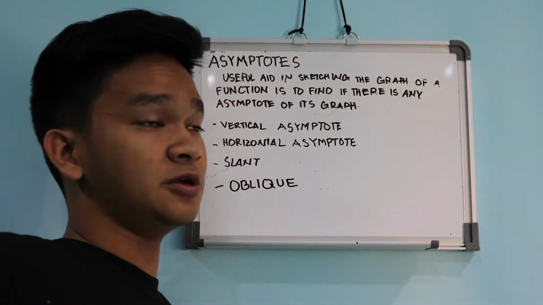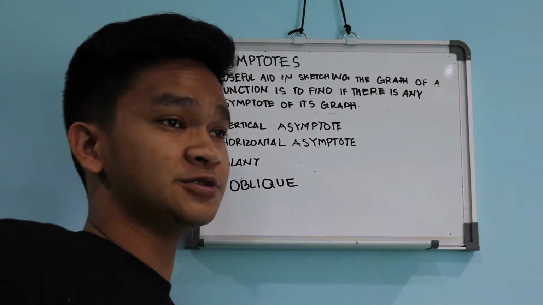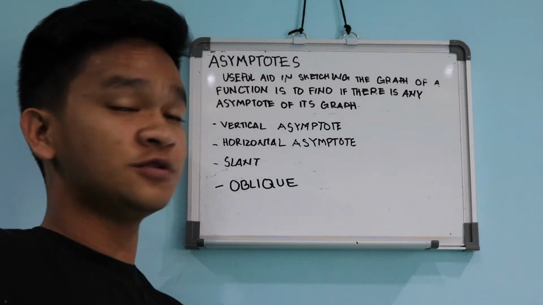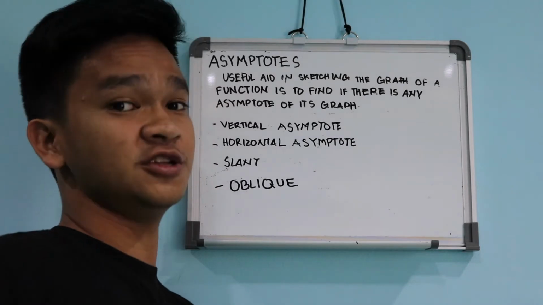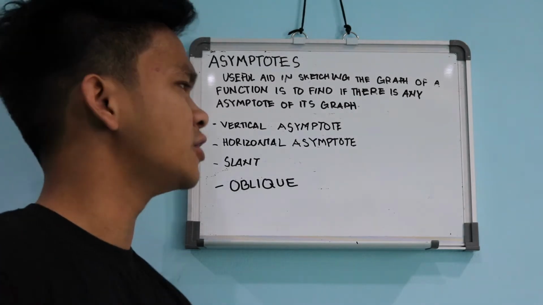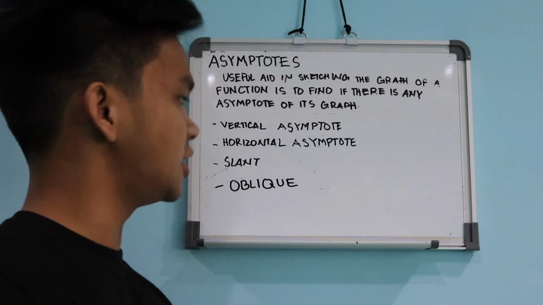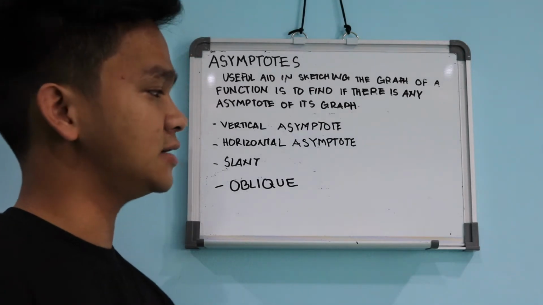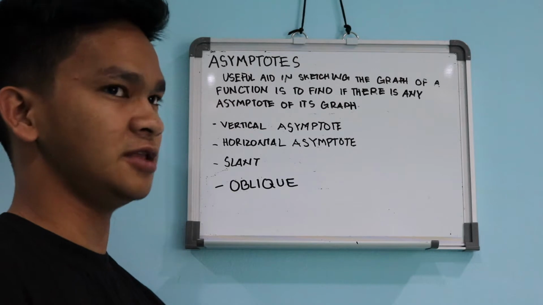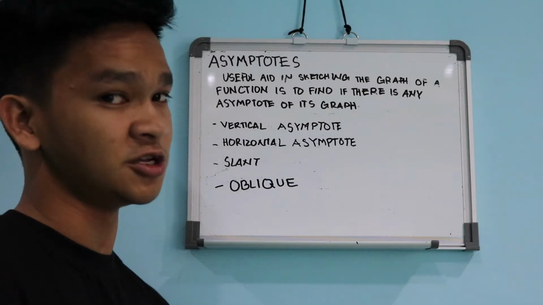So for our next subtopic, we're going to find asymptotes. Before we go further into that, let us first discover what asymptotes are. A useful aid in sketching the graph of a function is to find if there is any asymptote of its graph. There are types of asymptotes: the vertical asymptote, horizontal asymptote, the slant, and the oblique. We're not going to discuss the slant and oblique, and we'll focus more on the vertical asymptote and the horizontal asymptote.